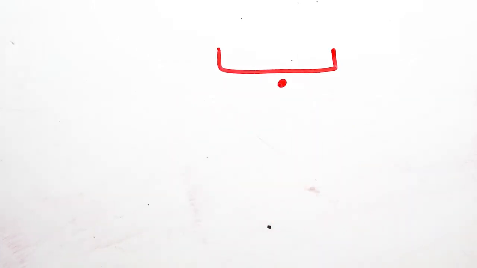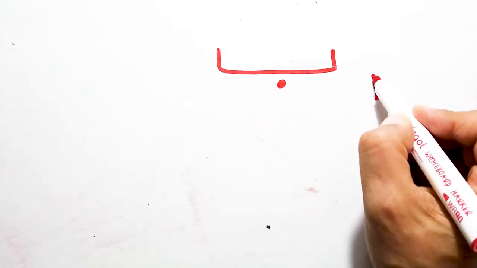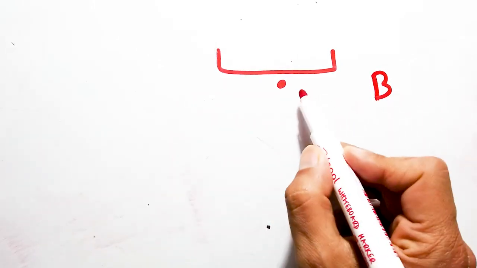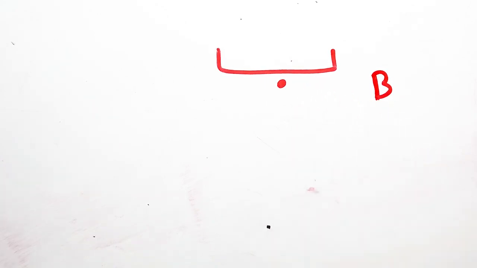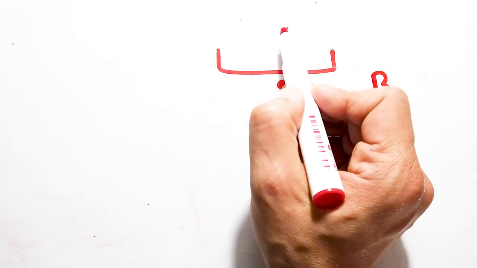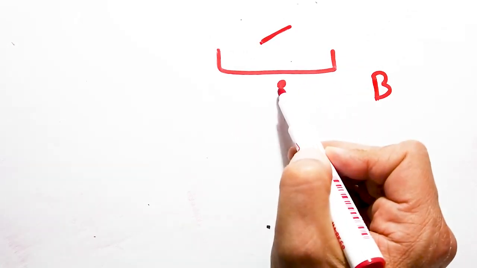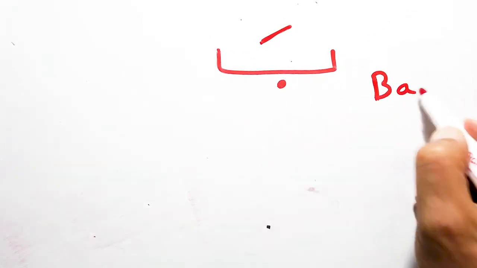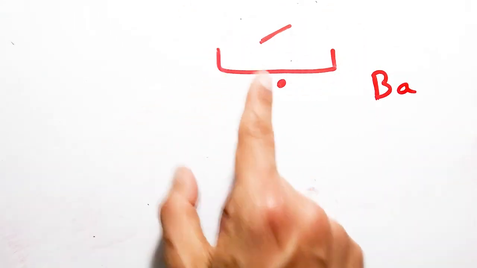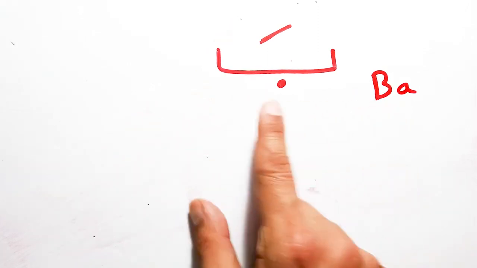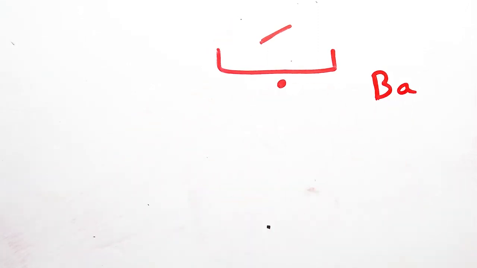This one has the sound of b, like English, okay? B, b, b. If I add this mark on the top, now I have b, b, b. So the sound of this letter now with this mark is b, b.